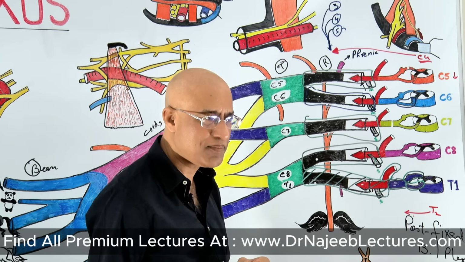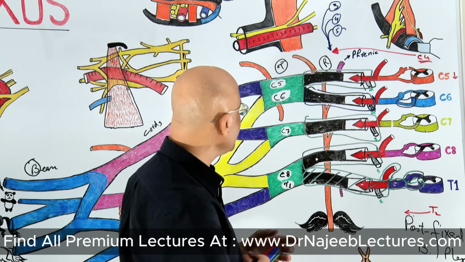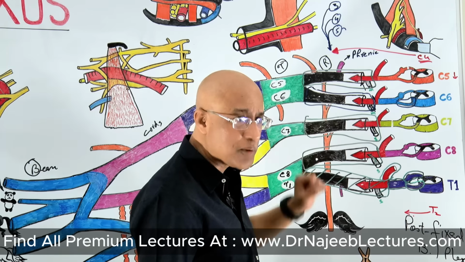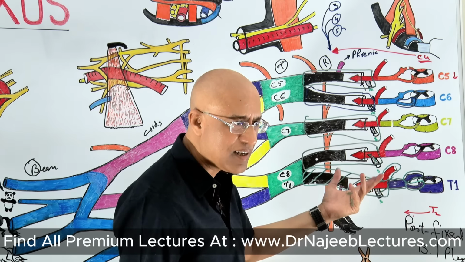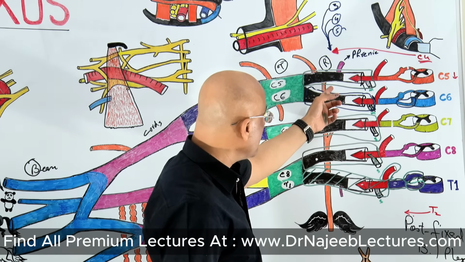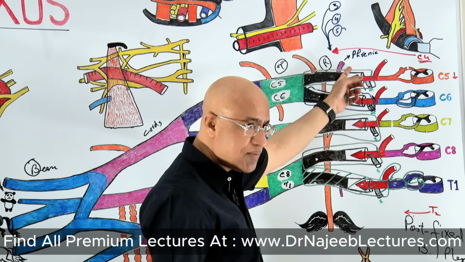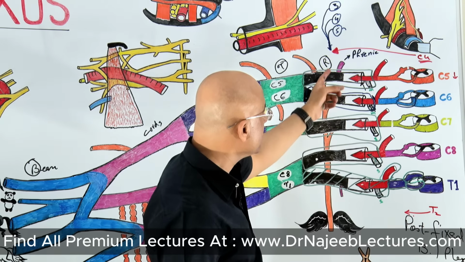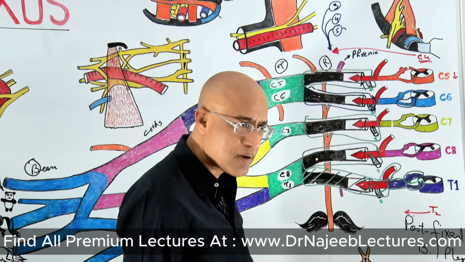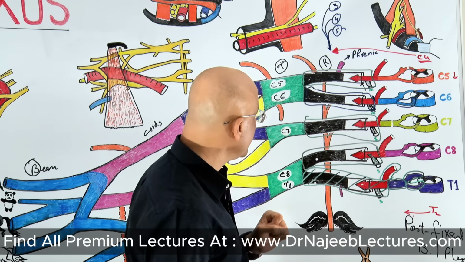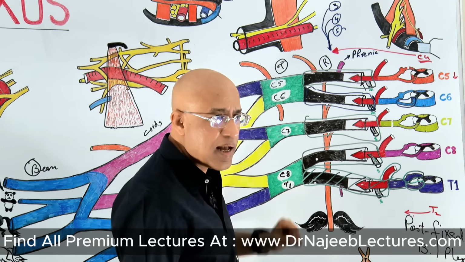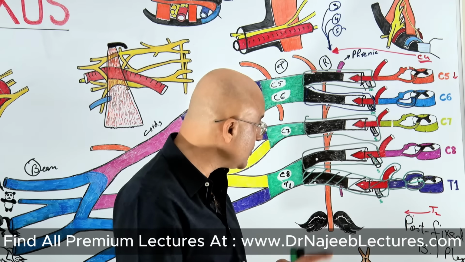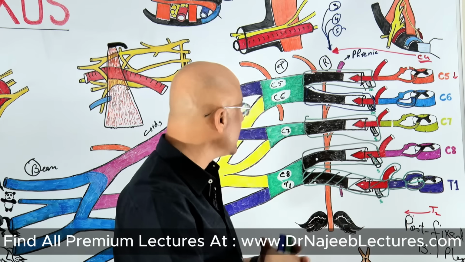This is one difference. Secondly, C5 has a few very special things. Not only is it the uppermost in most cases, right? Number one, it can give a branch to the phrenic nerve, which is not given from C6, 7, 8, T1, even though the phrenic nerve has to go down. Right? There's another difference. C5 root has two collateral branches.